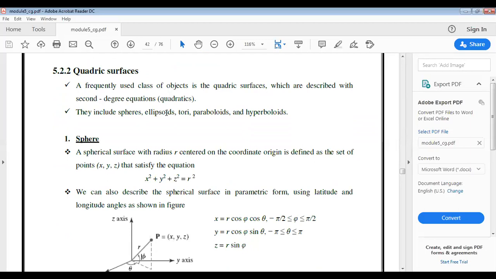Consider your straight line equation, y is equal to mx plus c. This is a single degree equation, because y is of single degree.